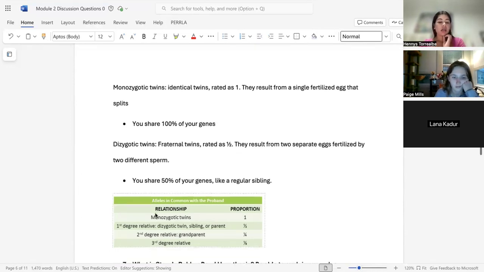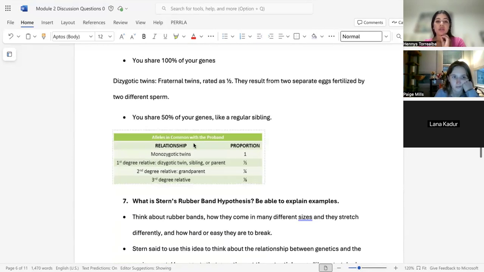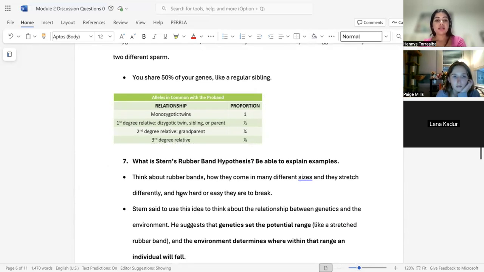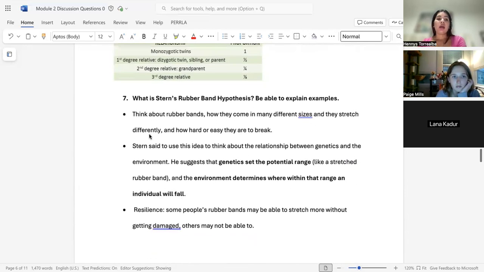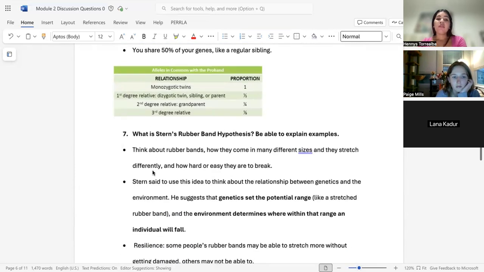And I put this chart right here so you can see the proportion of genes or how they're rated, like the monozygotic twins, the two sibling, dizygotic twin, mom, dad would be a half, and then all of the other ones. Then we have what is Stern's rubber band hypothesis.